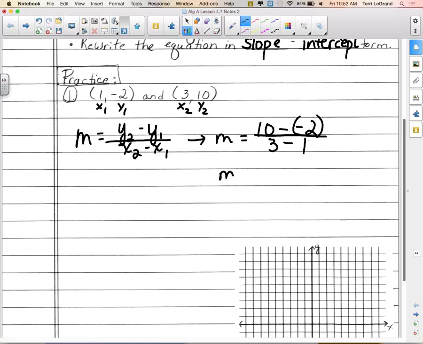Okay, then we have M equals, oh, don't you dare put your fingers on those calculators. What do we do with 10 minus -2? We change it to 10 plus 2. We don't need a calculator. 3 take away 1, come on.